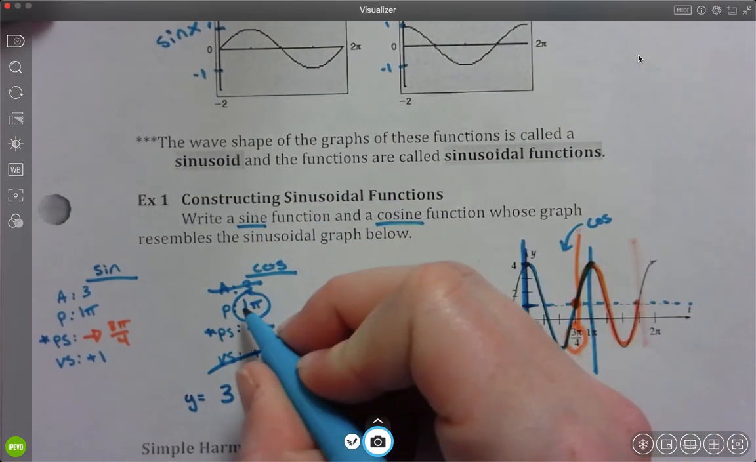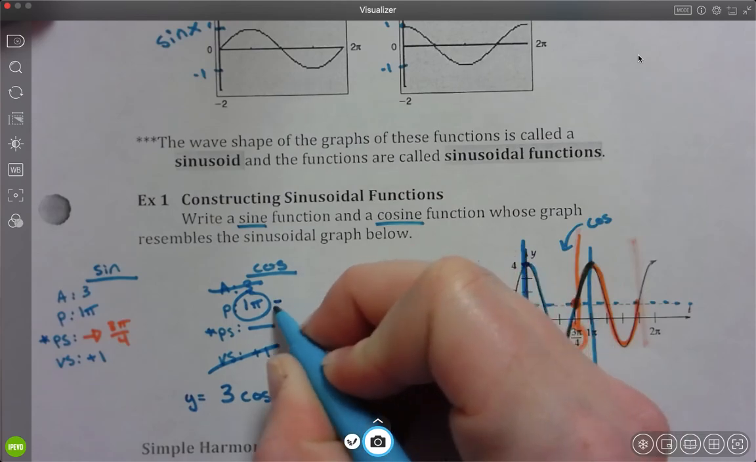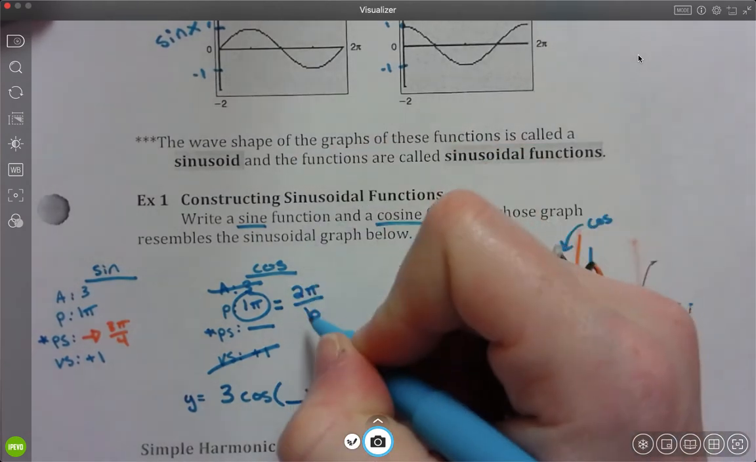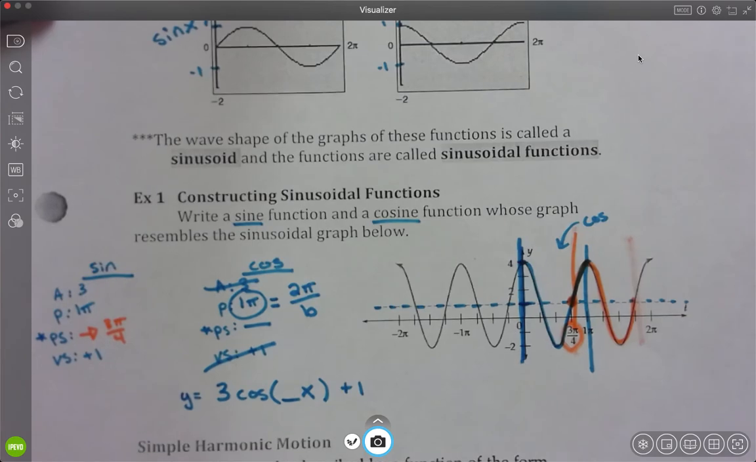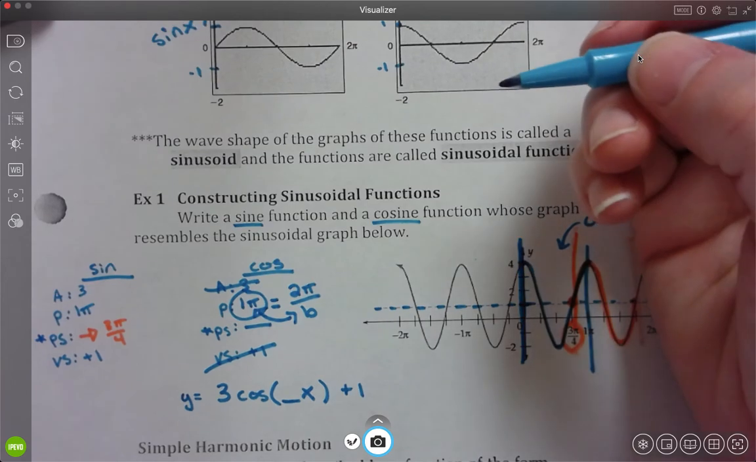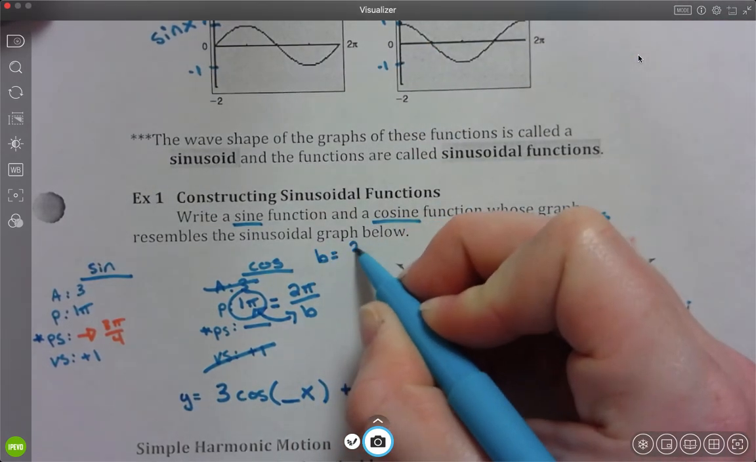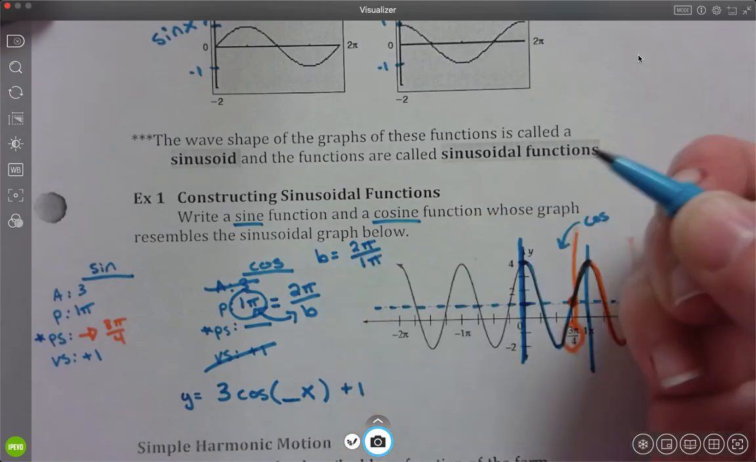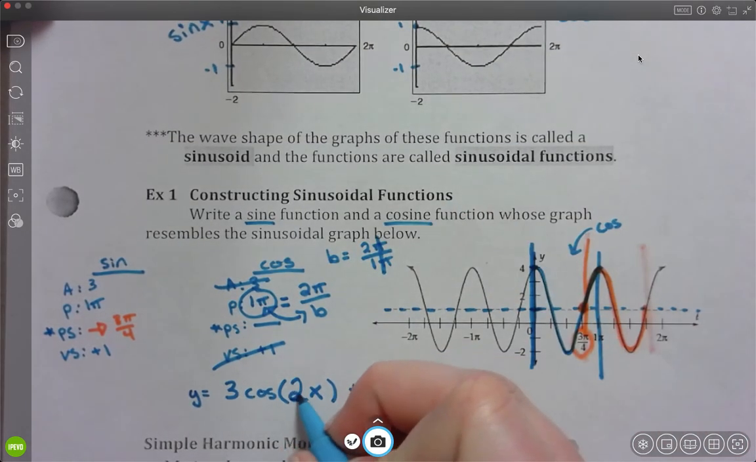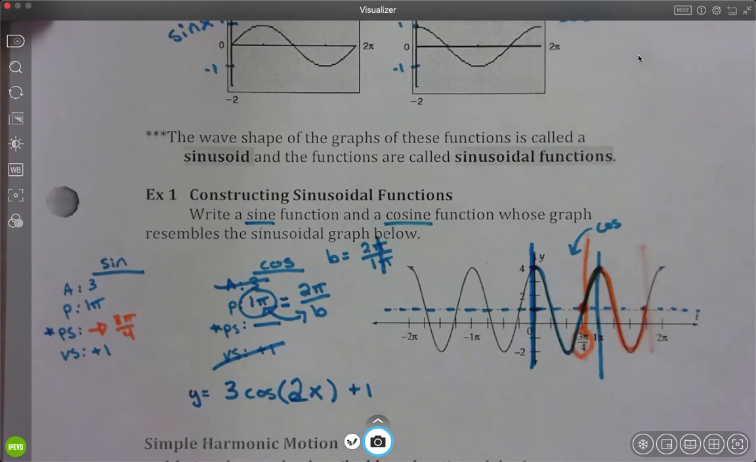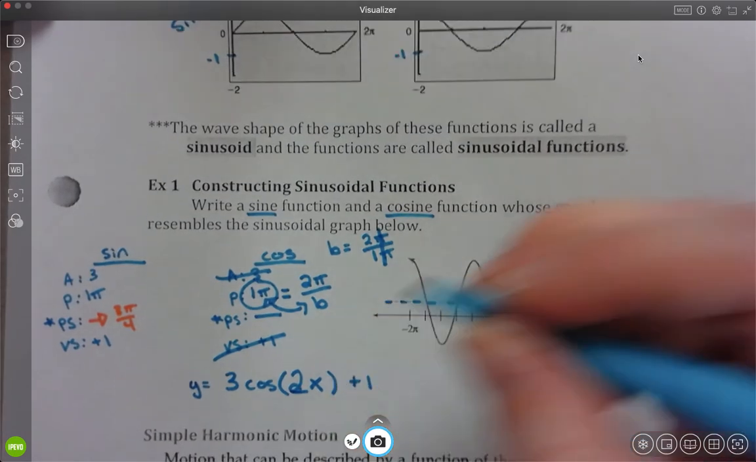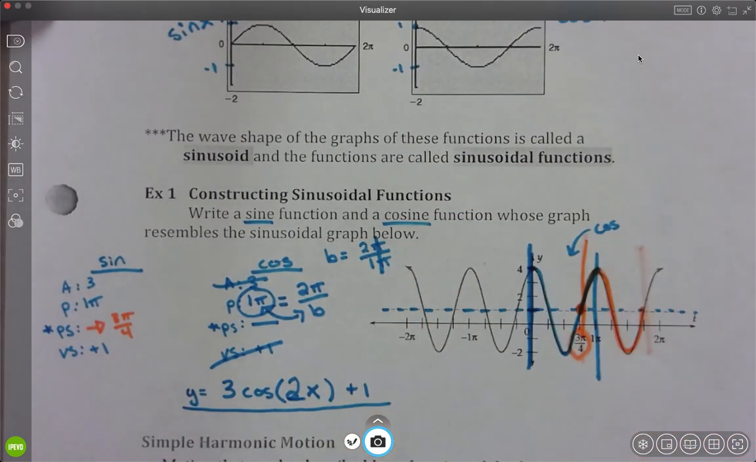The period is equal to 2 pi over b. So I use 2 pi over b to get to that point, and then I just need to figure out what b is. To get b by itself, I can flip those two around, and b will be equal to 2 pi divided by 1 pi. The pi's cancel, so my b value is just 2, and there's a 2 that goes in front of the x. Now, cosine does not have a phase shift, so I don't have a plus anything inside this parenthesis. It is just done, and this is what my cosine function will look like: 3 cosine 2x plus 1.